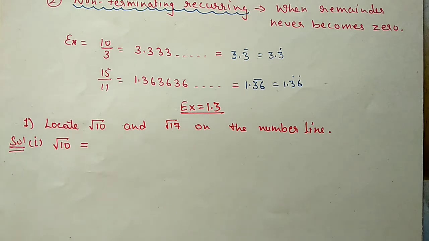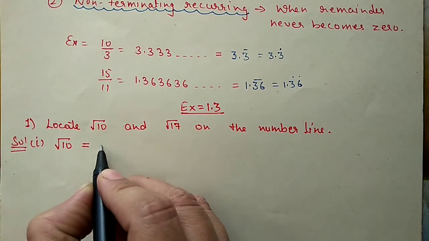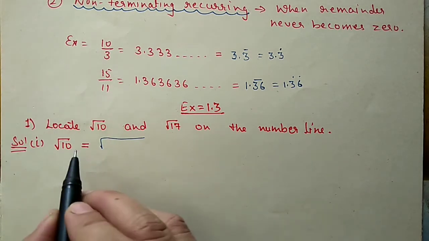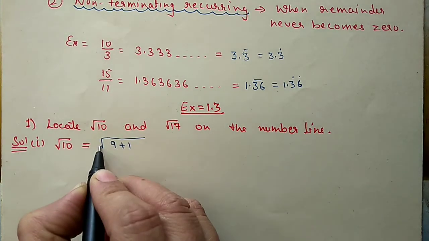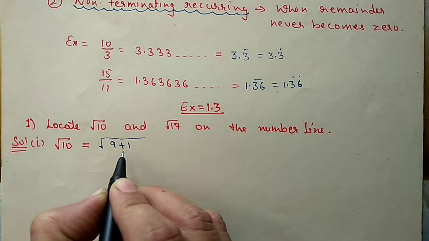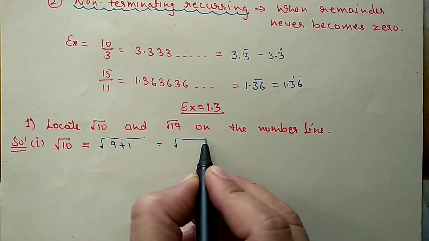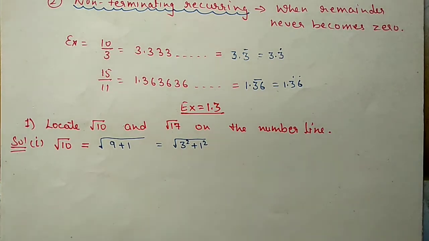Now we will start exercise 1.3. Question number 1. Locate root 10 and root 17 on the number line. So for this, first, root 10 we will change the form. This 10 we have to write as the sum of two perfect squares. So we can write it as 9 plus 1. Always we have to split as a sum of perfect squares. Now this 9 we can write as 3 square and 1 we can write as 1 square.